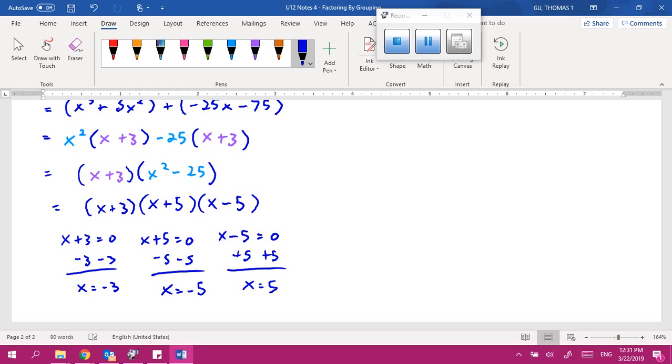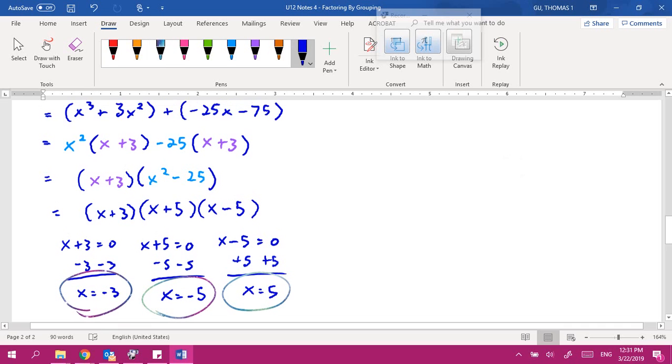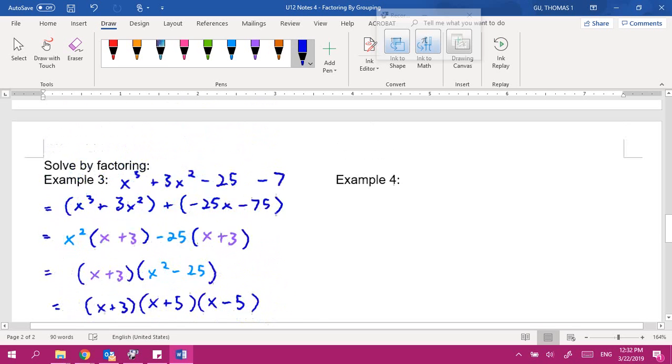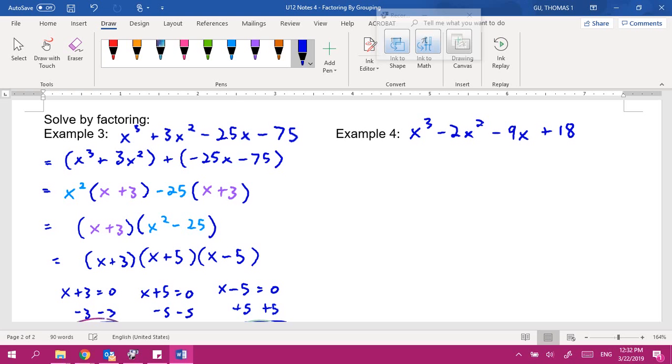And there we go. Right, x equals negative 3, x equals negative 5, and x equals 5. Very good. We're going to do one last example for grouping then. All right, so this example is going to be x cubed minus 2x squared minus 9x plus 18. All righty. What are we going to do?